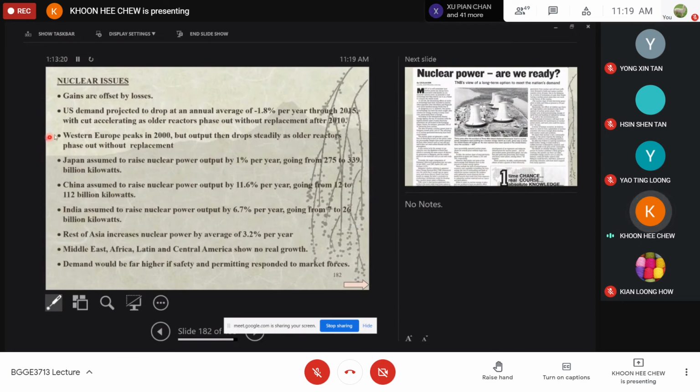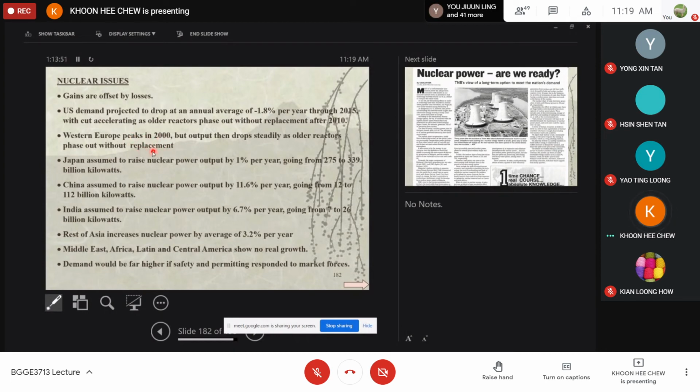Nuclear issue. What is the issue with nuclear? Gains are offset by losses. Okay, the gains are offset by losses. U.S. demand is projected to drop an annual average of negative 1.8%. It's dropping. They are trying to move away from nuclear energy. Western Europe peaked at 2000, but output then dropped steadily as older reactors are phased out without replacement. Yeah, Western Europe is not replacing their old reactors.